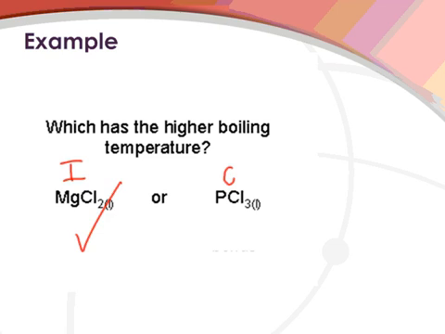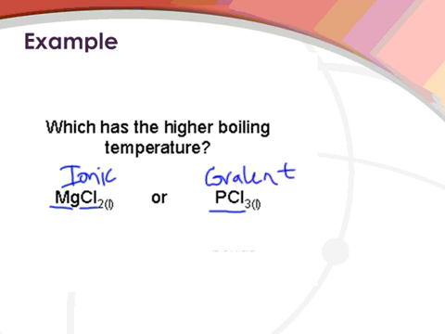Oh shoot, I should have erased these answers. Which has the higher temperature in this case? MgCl2, magnesium chloride, or phosphorus trichloride? Remember, this is a metal and a non-metal, so this is an ionic compound. These are 2 nonmetals. This is covalent. So automatically, what's going to have the higher attractive forces is the ionic compound. Higher attractive forces equals higher boiling point.